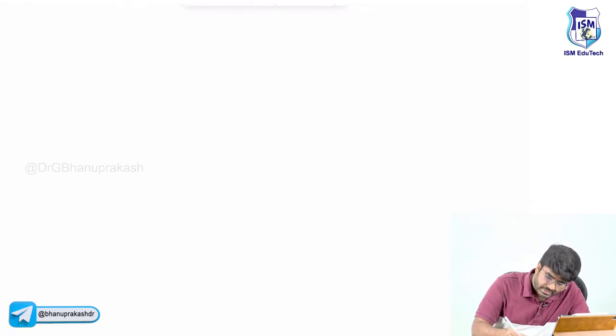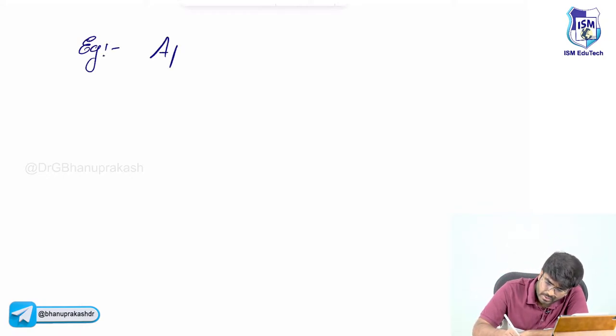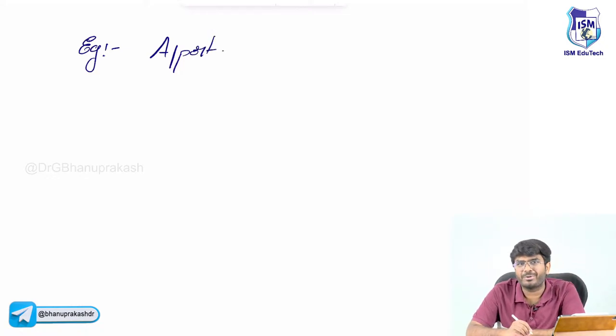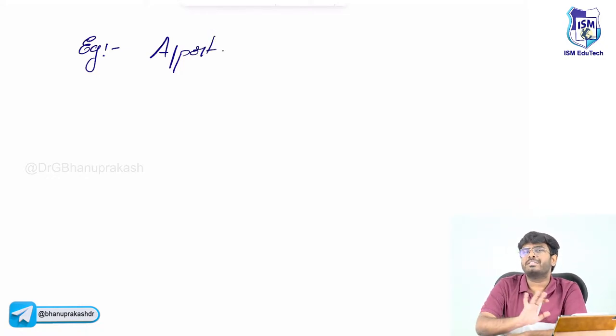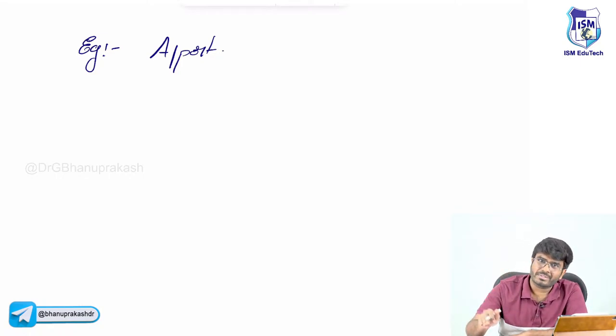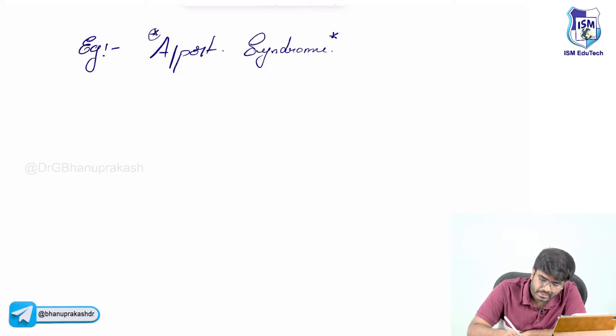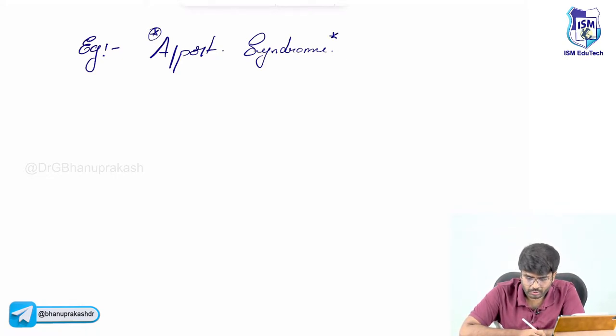The last and final thing: examples of X-linked dominant diseases. First one is Alport syndrome. Mothers are doing the justice. For a mother, all children are equal. 50% of the children, females will be affected, 50% of the males will be affected. Alport syndrome is a kidney pathology which will cause nephritic syndrome.